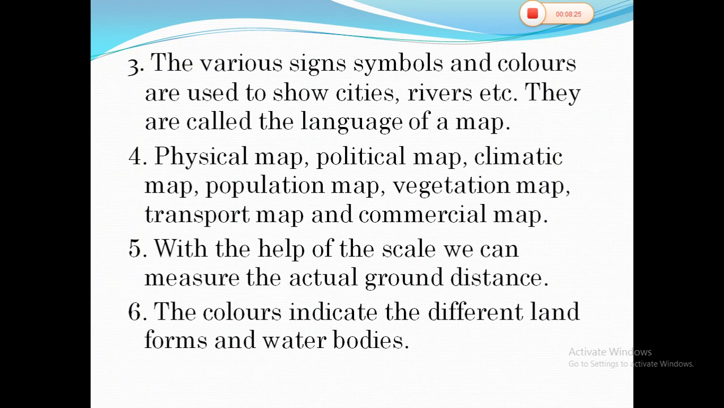Fifth question. How can we measure the actual ground distance between two places shown on a map? Answer. With the help of the scale, we can measure the actual ground distance between two places. Last question. Why are various colors used on a map? Answer. The colors indicate the different landforms and water bodies.